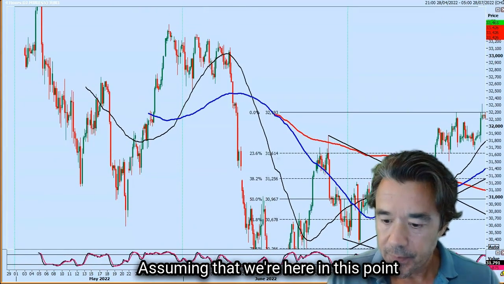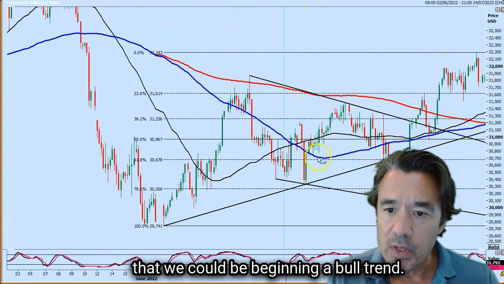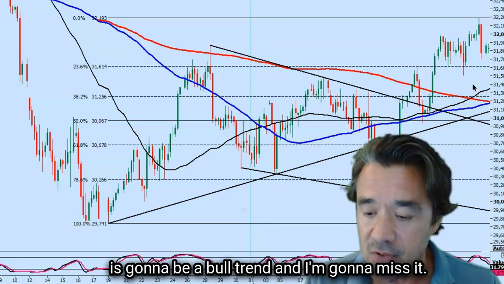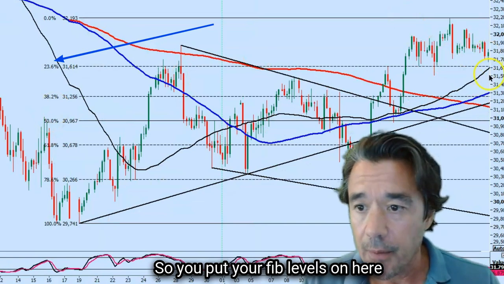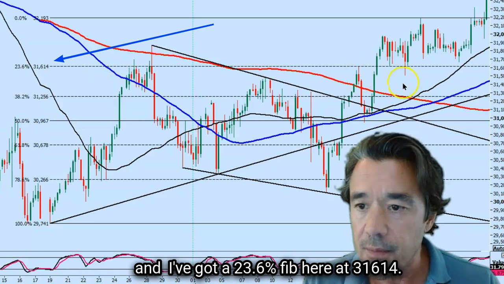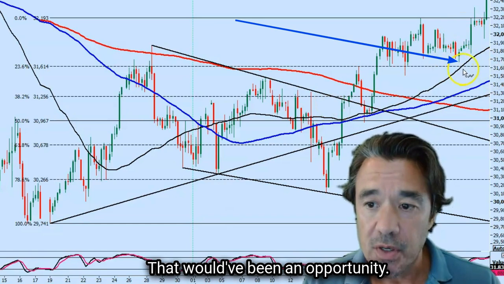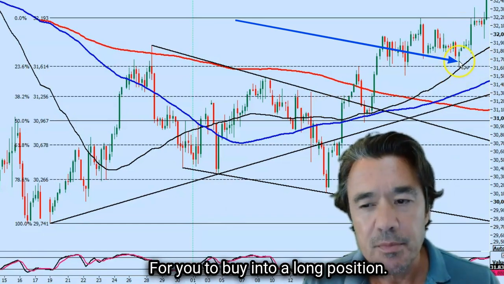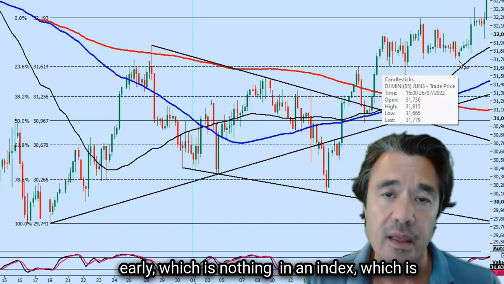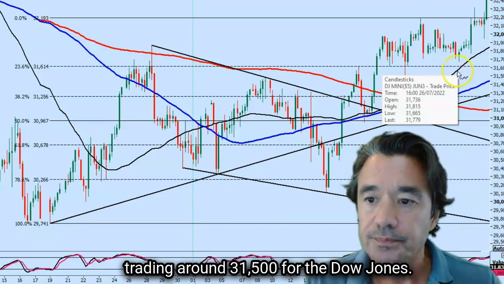Assuming that we're here in this point in time and you have identified the fact that we could be beginning a bull trend, you're a bit frustrated because you're thinking this is going to be a bull trend and I'm going to miss it. So you put your fib levels on here. I've got a 23.6% fib here at 31,614. I've got the 50 moving average. I think we're in a bull trend. That would have been an opportunity for you to buy into a long position. Admittedly, you'd have had to have gotten a little bit early, but only about 50 points early, which is nothing in an index which is trading around 31,500 for the Dow Jones.